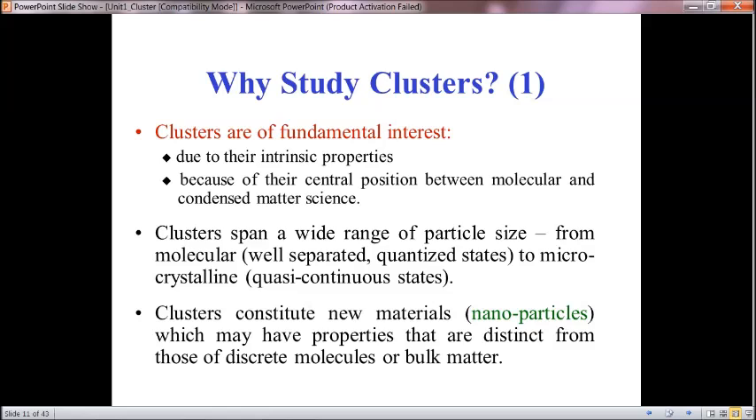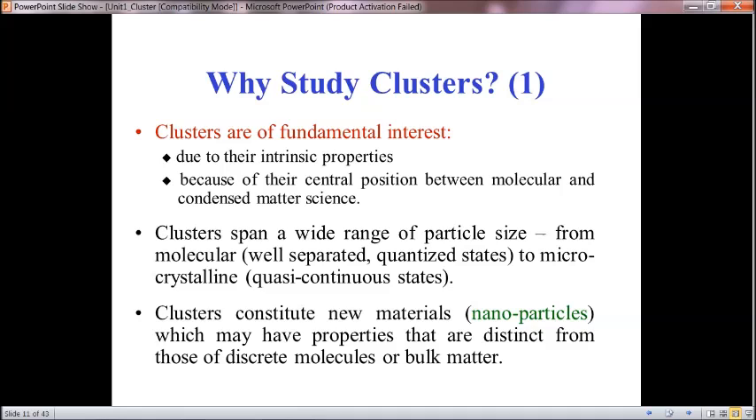Now we are seeing why we are studying clusters, because clusters are having a property which holds a central position between molecular and condensed matter science. The fundamental interest in clusters is due to their intrinsic properties. In addition to that, it is having its central position between molecular and condensed matter science. This is the main advantage of studying clusters and working with the clusters.